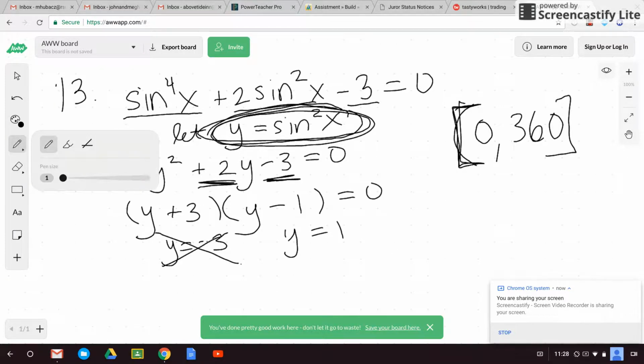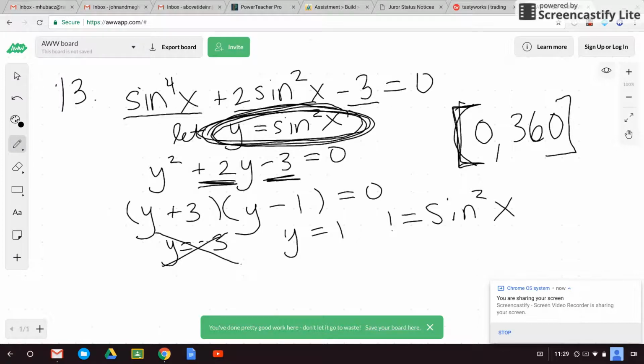So if y equals 1, then we go back to this original equation and we write 1 equals sine squared x. If we take the square root of both sides of this equation, we would still end up with 1 equals sine x. Go back to your unit circle. Remember that the sine is the y coordinate on the unit circle. So you have to figure out on the unit circle, when is my y coordinate equal to 1? And so if we go right there, it appears as though your y coordinate is equal to 1 at the 90-degree mark.